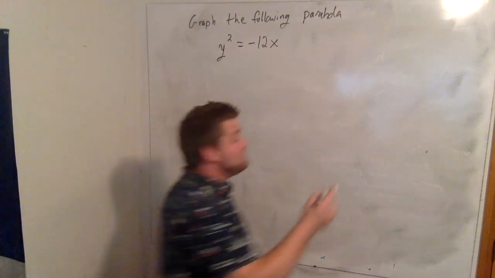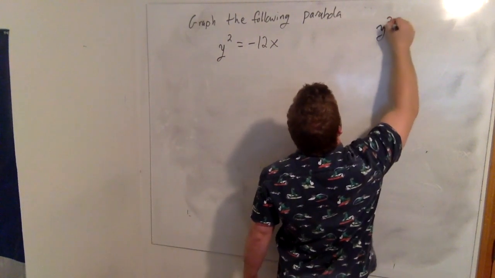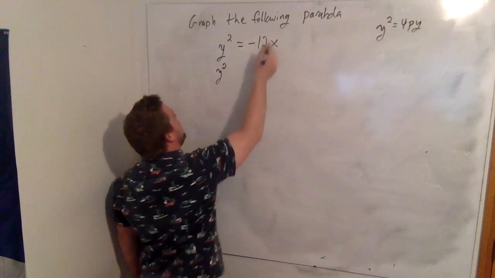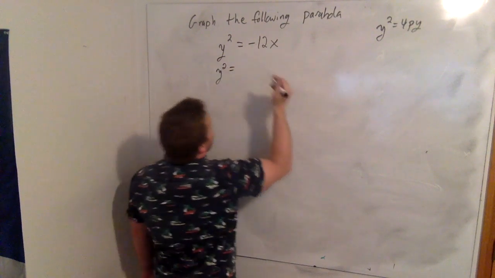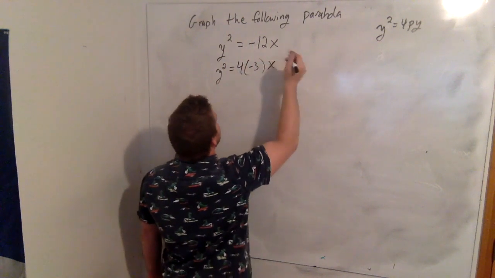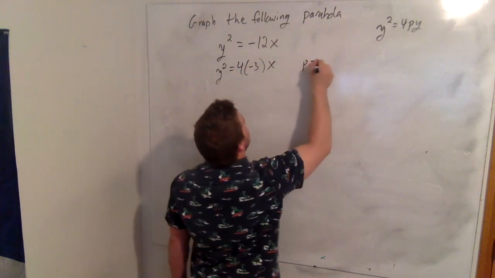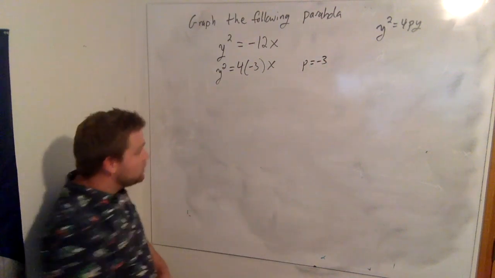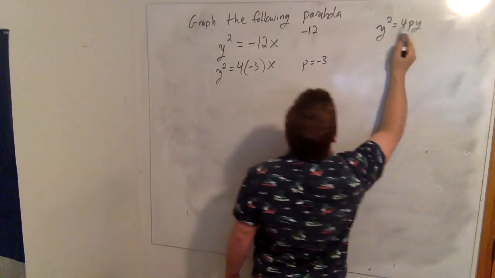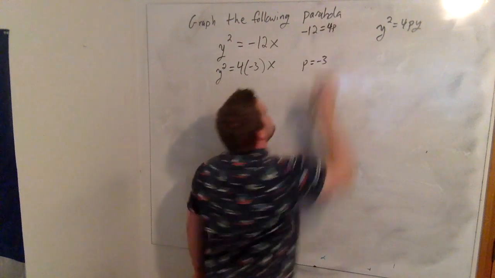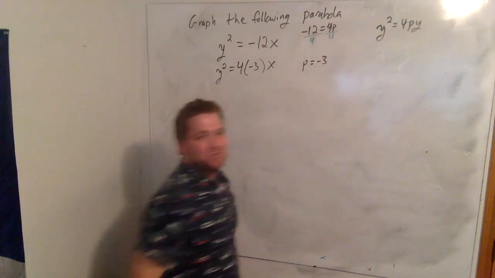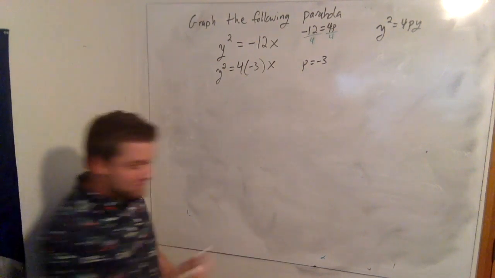Let's think about what p should be here. We're in the situation y squared equals 4px. You could think about factoring a 4 out of -12. 4 times -3 is -12, so we can read here that p should be equal to -3. Or if you don't like doing that, you know that the -12 has to be the same thing as 4p, and you could divide both sides by 4 to get that p is equal to -3. Okay, we're ready to start graphing.